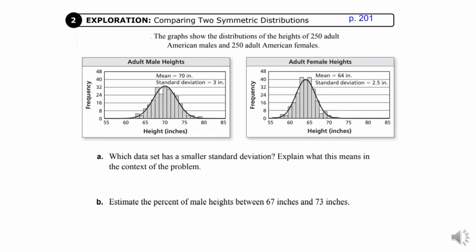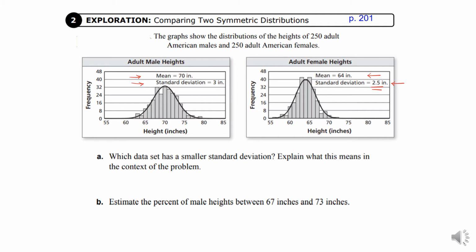Okay, so in Exploration 2 in your journal on page 201, these graphs show the distributions of the heights of 250 adult American males and 250 adult American females. So notice they gave us the mean is 70 inches and the standard deviation is 3 inches. For females, the mean is 64 inches and the standard deviation is 2.5 inches. So which data set has a smaller standard deviation? It is the female. Okay. What does that mean in the context of the problem? It means that female heights vary less than male heights. Okay, there's less of a spread.